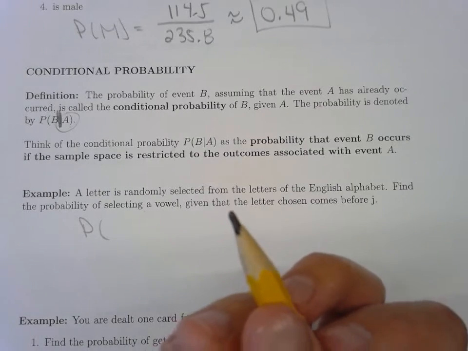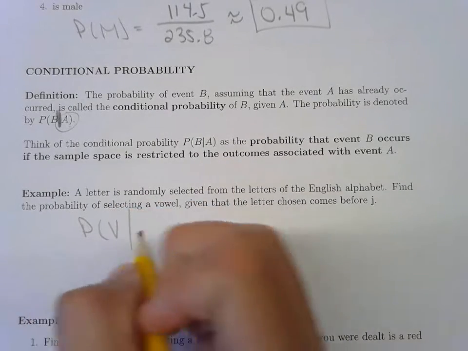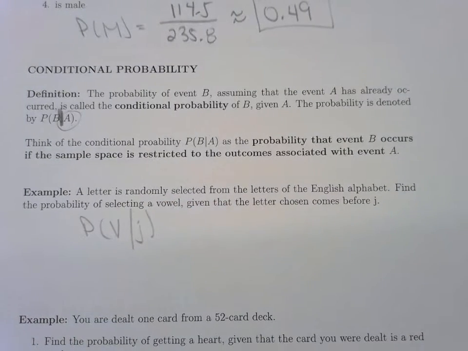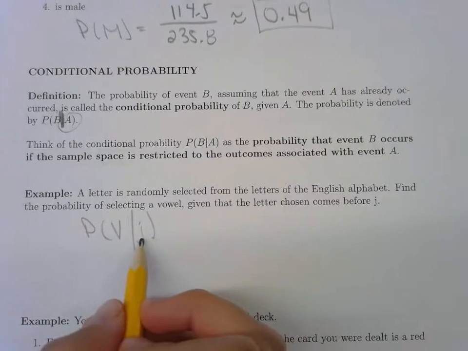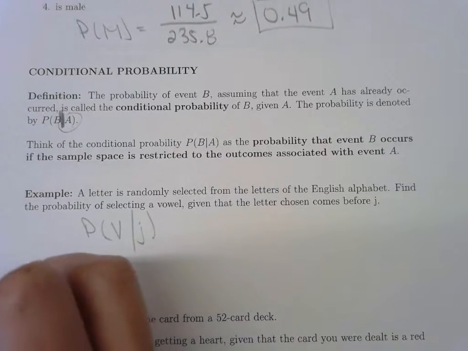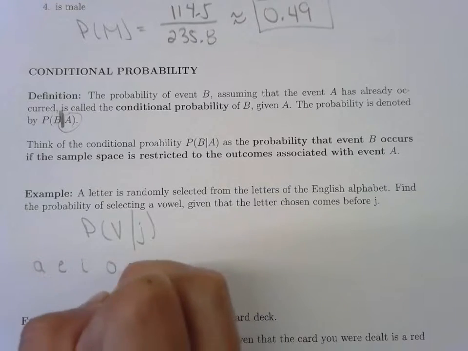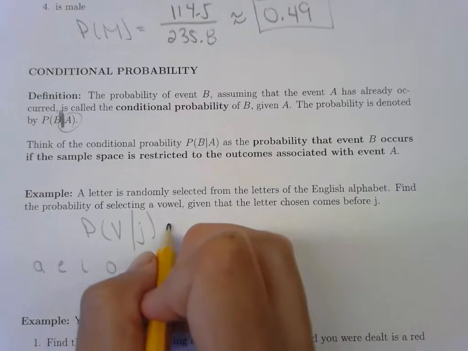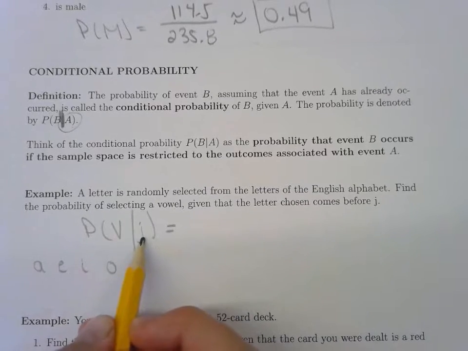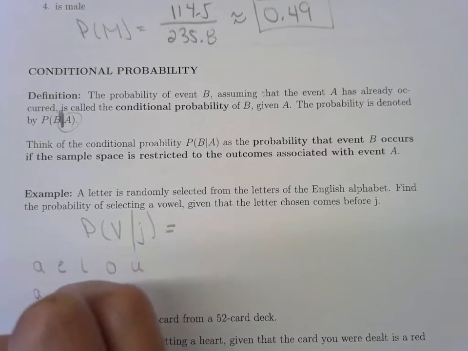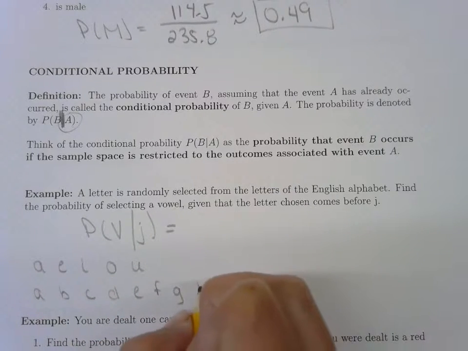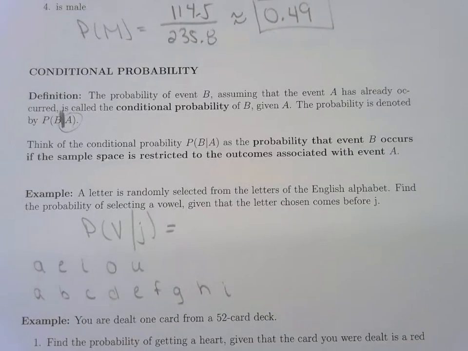Okay, so we want the probability of selecting a vowel given it comes before J, which I'm just going to denote by J. Let's go ahead and do some counting here. Let's look at how many vowels there are. So we have A, E, I, O, U. We can't fill this in yet. And then the letters that come before J: A, B, C, D, E, F, G, H, I, and we can't count J.